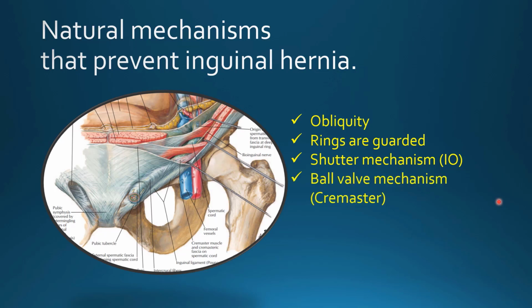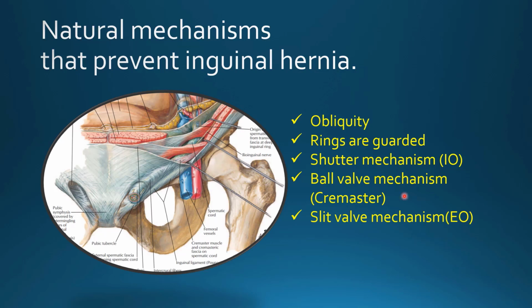Ball valve mechanism. The cremasteric muscle, which are within the cremasteric fascia, around the cremasteric fascia, which are extension from the transverse abdominis and the internal oblique muscle, they are contracting to pull the testis towards the superficial inguinal ring. That's how the spermatic cord itself is trying to come back towards the superficial inguinal ring during contraction of anterior abdominal wall muscles. This is also known as ball valve mechanism.